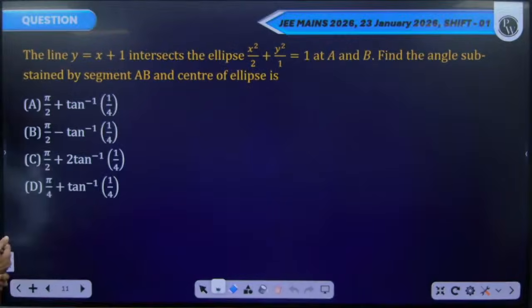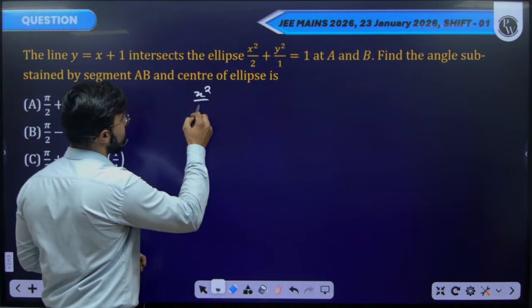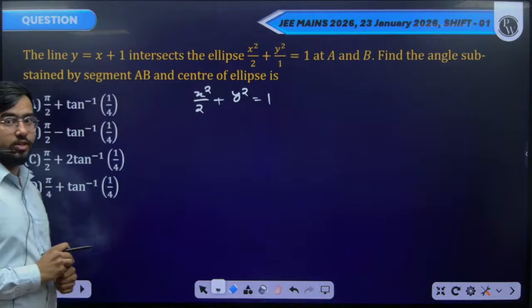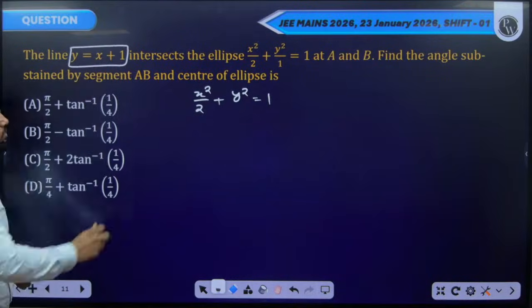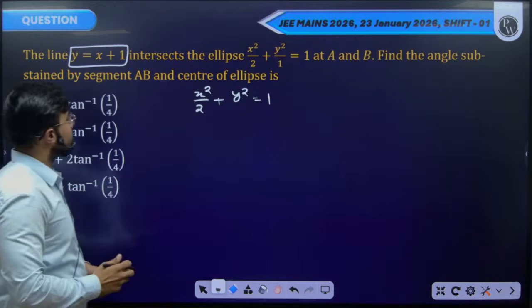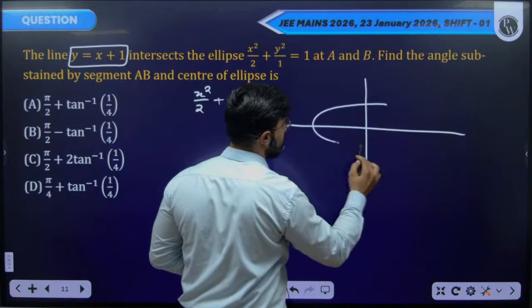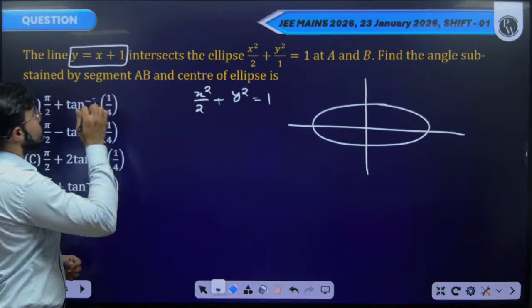This question is from ellipse, and this is a simple one. So let's see how we can solve this question. x square by 2 plus y square equals 1. We have this line. This line intersects this ellipse at two points A and B. Let's suppose this is the ellipse we have, with the major axis on the x-axis, and this line y is equal to x plus 1.